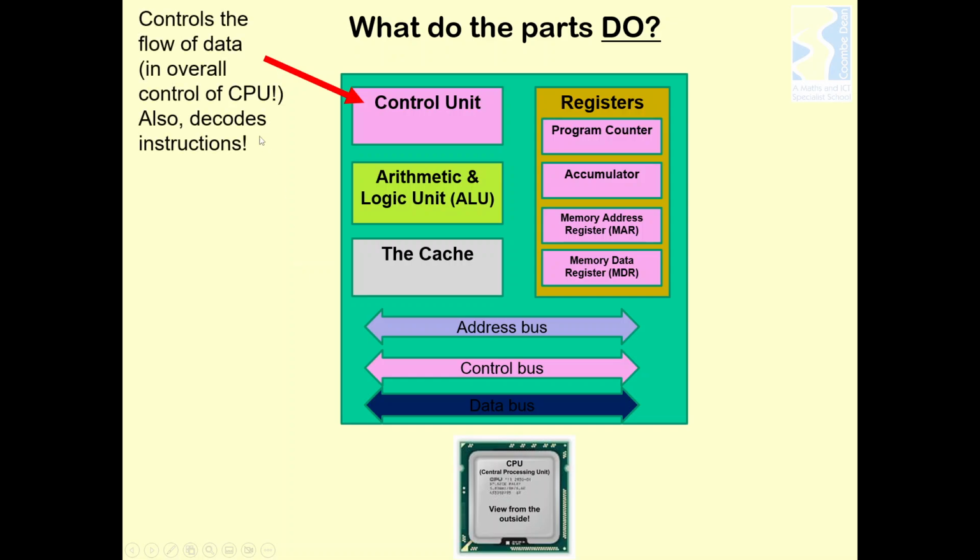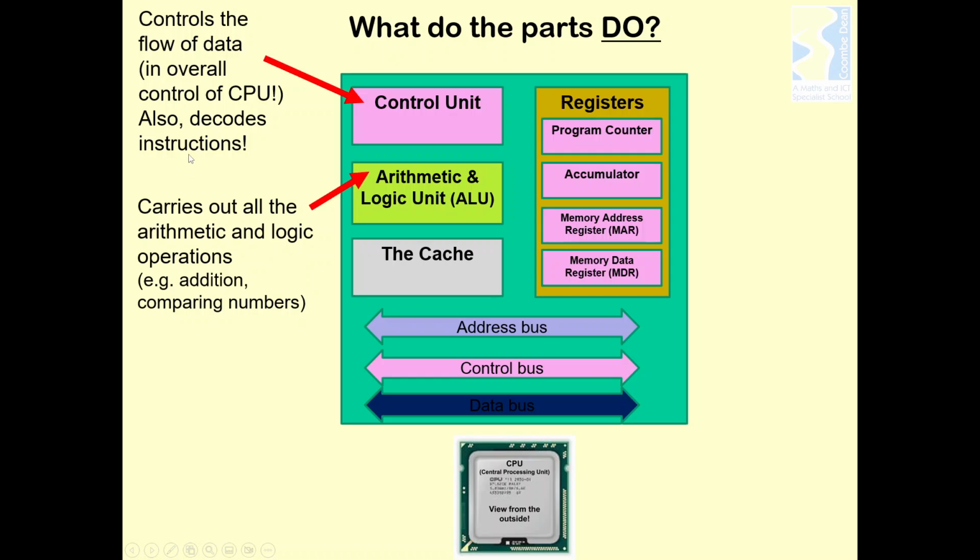The control unit controls the flow of data, how the data moves around the CPU. It's also in overall control of the CPU, so like the director. And it also decodes the instructions during the FDE cycle. The ALU, the arithmetic logic unit, carries out all the arithmetic and logic operations, things like adding, comparing numbers, etc.